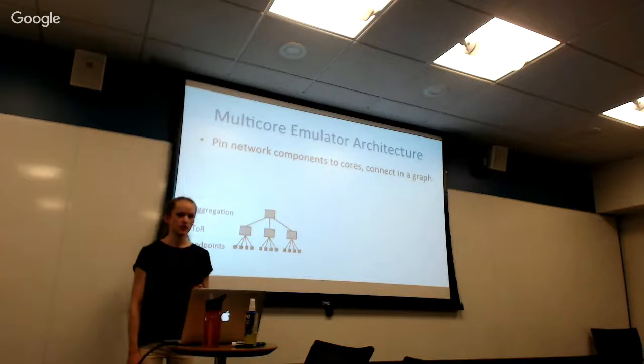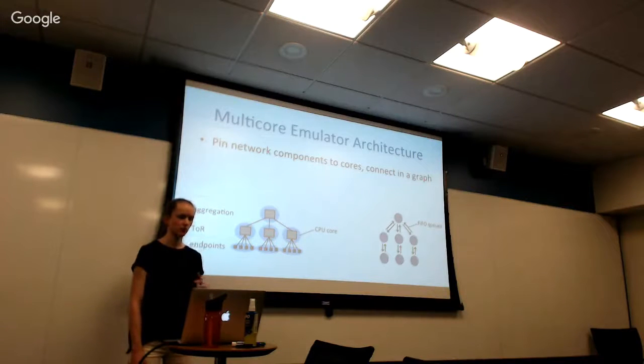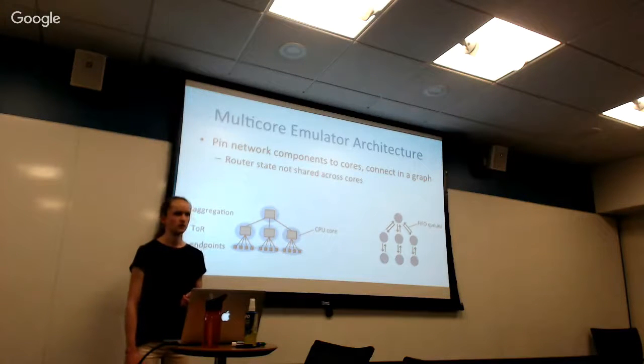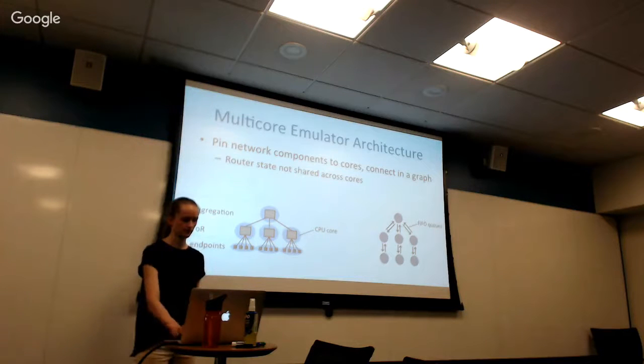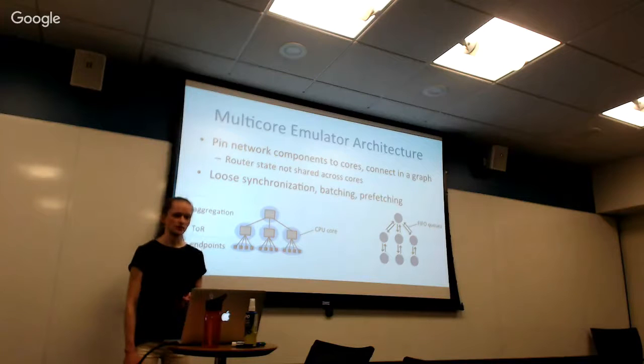Instead, our multi-core architecture pins each emulated network component to a core and connects them in a graph. Abstract packets then flow between these different cores via FIFO queues. With this architecture, router state is never shared across cores, and cores only communicate when they have packets to exchange with each other. To reduce the overhead of inter-core communication, Flexplane employs a couple of additional strategies.